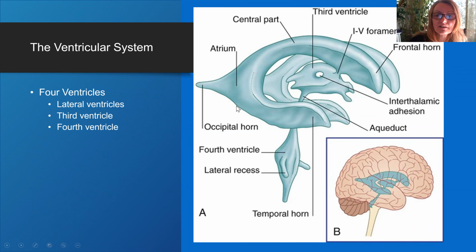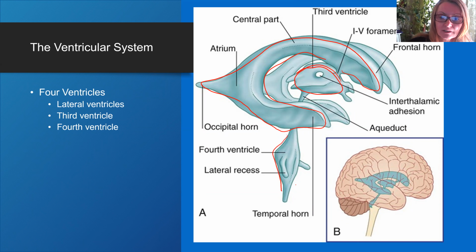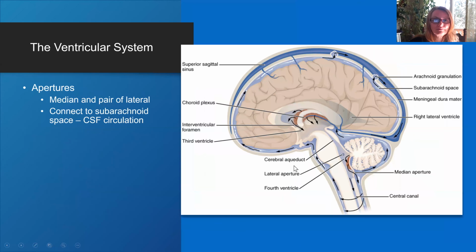We have 2 lateral ventricles, and this is the lateral ventricle right there, right? So we have 1, and then we have 2. Then we have the 3rd ventricle, and then we have the 4th ventricle. So 4 ventricles: 2 lateral, the 3rd right here in the middle, and the 4th ventricle. And so you can see here that's the lateral ventricle right here. That's the 3rd ventricle. And here's the 4th ventricle.